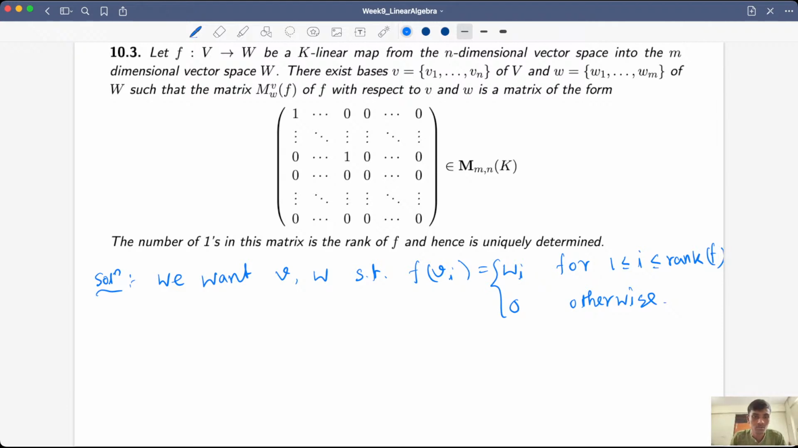So let me just write it. From this I can clearly see that the kernel of F is a subspace of V, and V is finite dimensional, n dimensional.